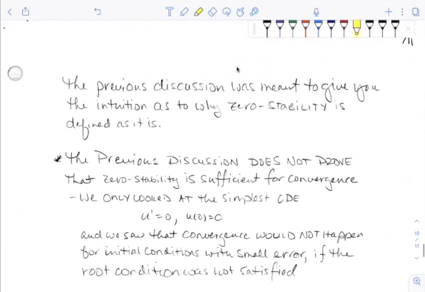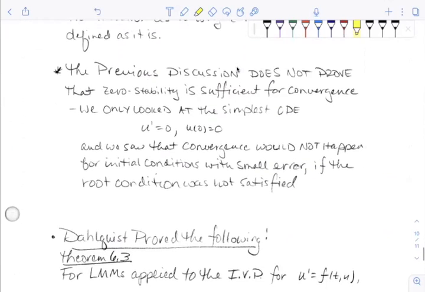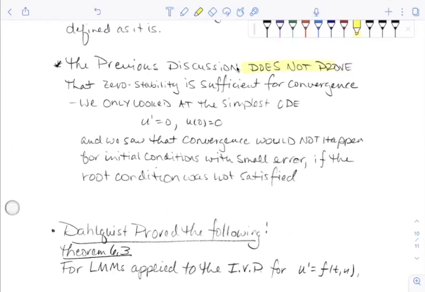All right, a couple comments. The things that you've seen so far are meant to give you some idea as to why zero stability is defined as it is. What it doesn't do is prove that zero stability is sufficient for convergence. We only looked at zero stability on this particular simplified, trivial initial value problem. And we saw that even in that case, convergence might not happen if your initial conditions had some small errors. So we have to be a little careful here.